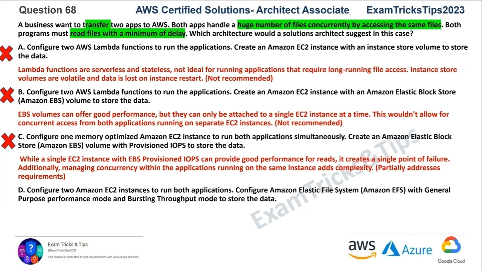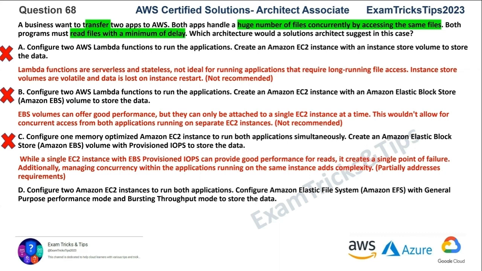The correct answer is EFS, but along with that, obviously, we also need to figure out the first part of the application. So option D says, let's use two Amazon EC2 instances to run both applications. So you have distributed control and you have decoupled the application. Each of the apps is running on a separate EC2 instance.